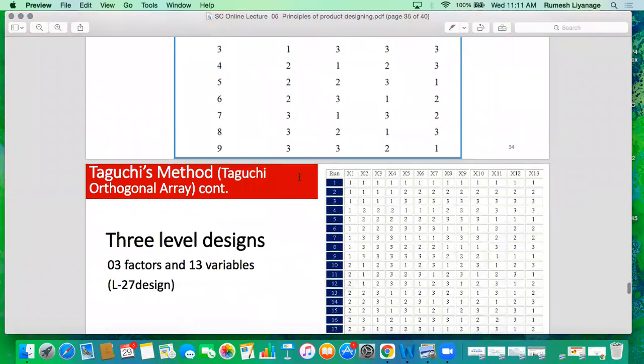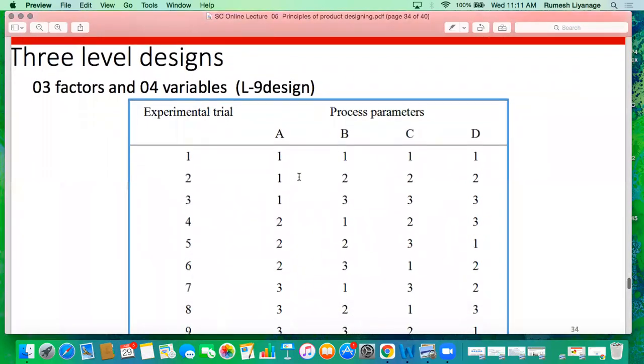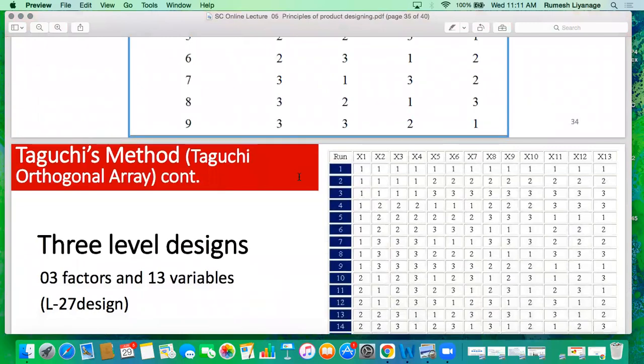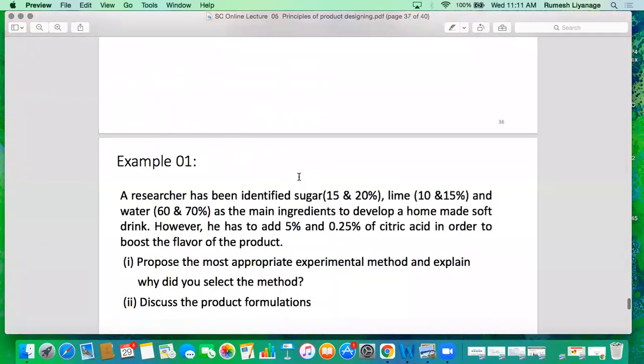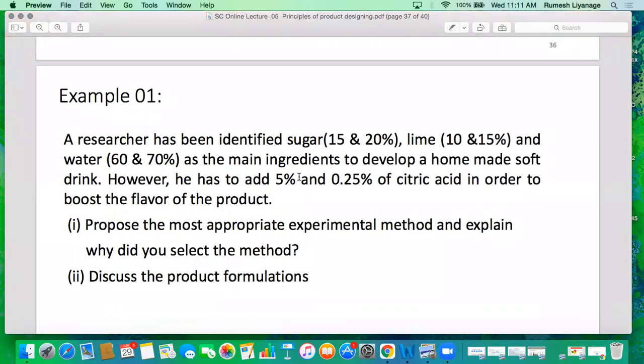Again, you can see some tables for parameters and levels. Example: a researcher has identified sugar, lime, and water as the main ingredients to develop a homemade soft drink. However, he has to add 5% and 0.25 citric acid in order to boost the flavor. Propose the most appropriate experimental design.